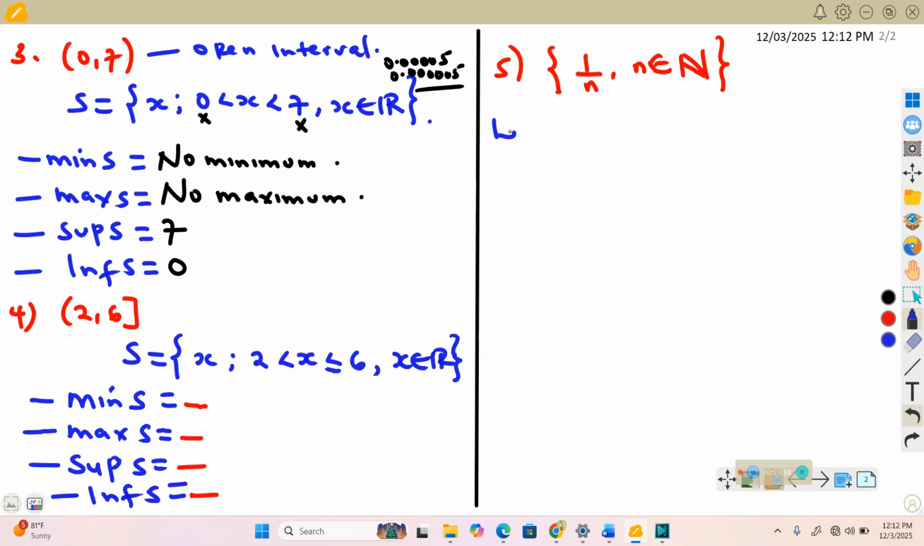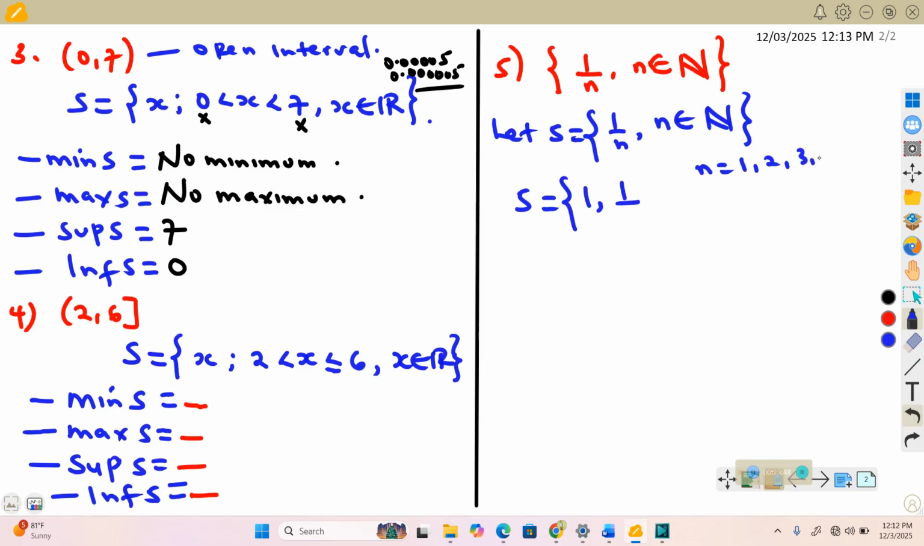So if this set here is our set S, what will this set equal to? Let us start with n equaling 1. N is from the set of natural numbers, so we start with n equaling 1. If n is equal to 1, the first element will be 1 divided by 1, which is 1. The next element will be 1 over 2, taking n equaling 1, 2, 3, 4, and so on. The next one is 1 over 3. The next one is 1 over 4, and this goes on.